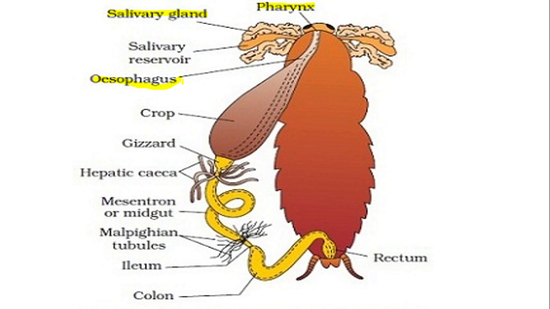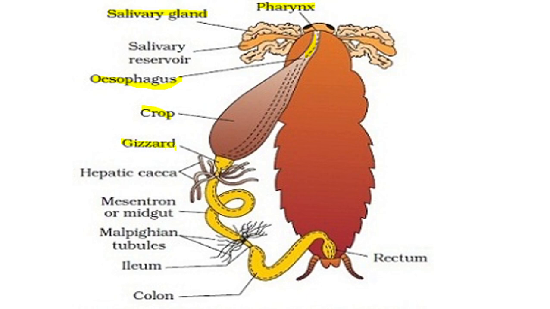After swallowing, the food will go towards the esophagus, which is a narrow tube extending from the mouth to the next part, the crop. Here you can see that this is the tube called the esophagus, and this extended, swollen portion is called the crop. The crop is the point where the food is mixed with saliva. The food mixed with saliva can be stored temporarily if the cockroach wants to. Then the next part of the foregut is the gizzard.